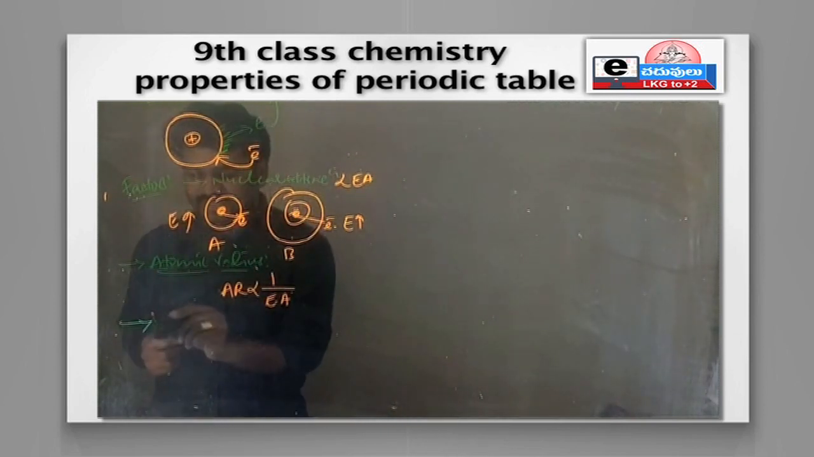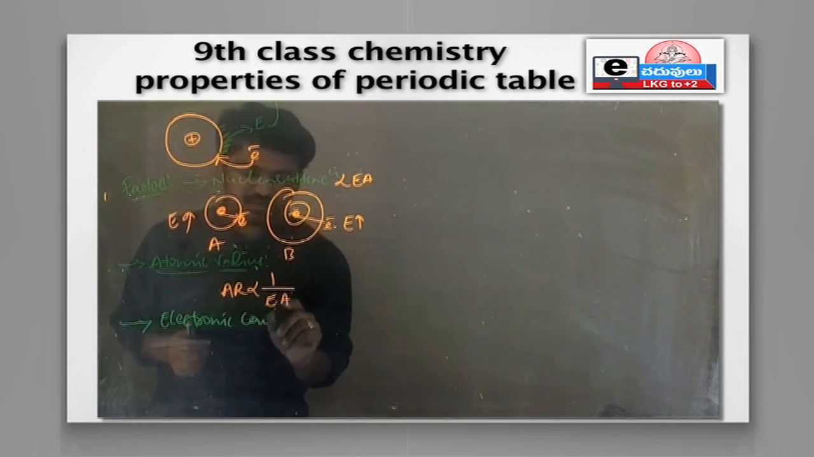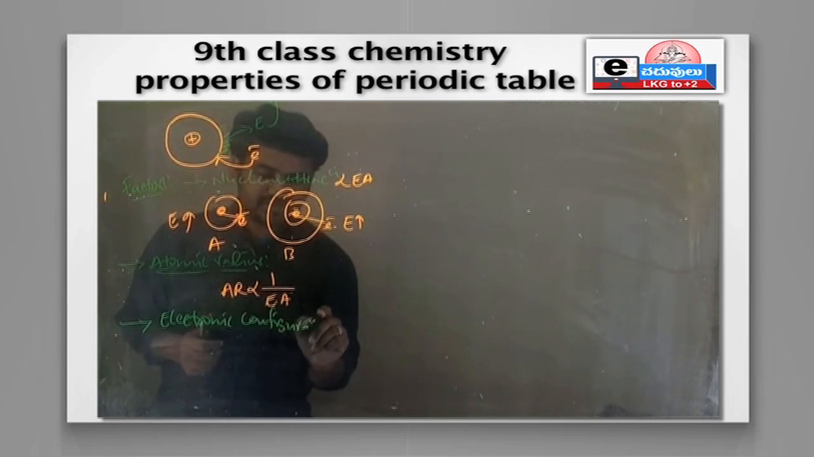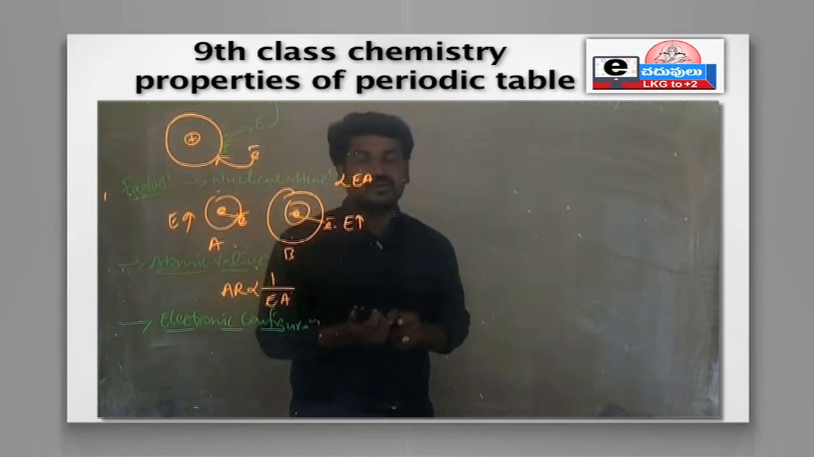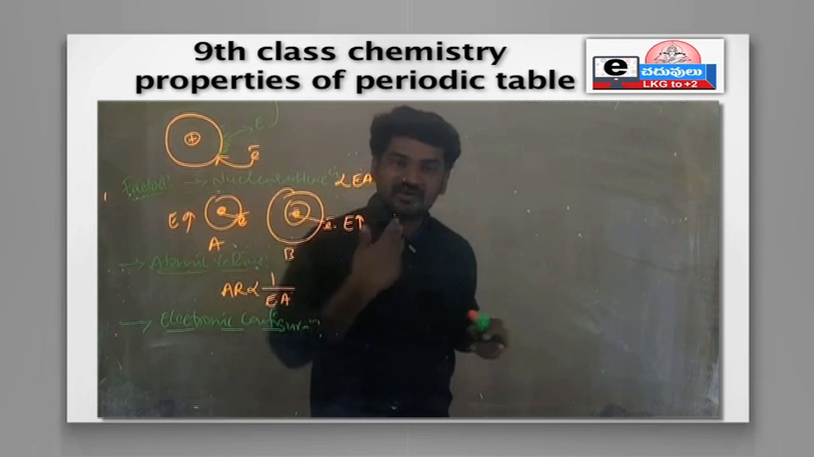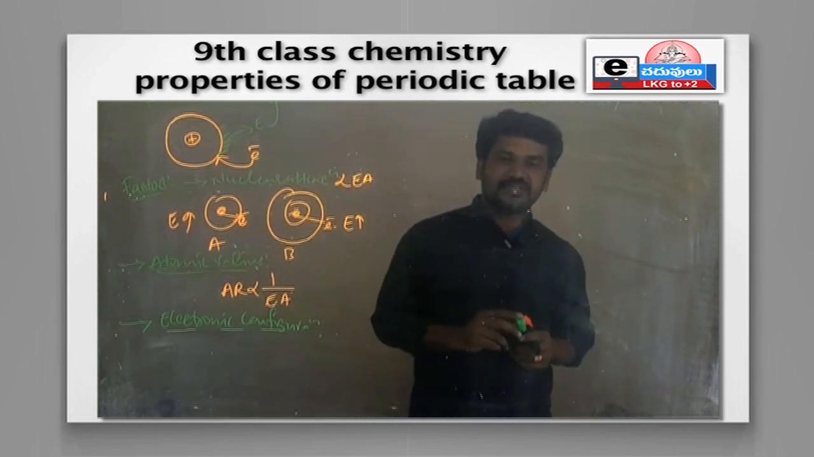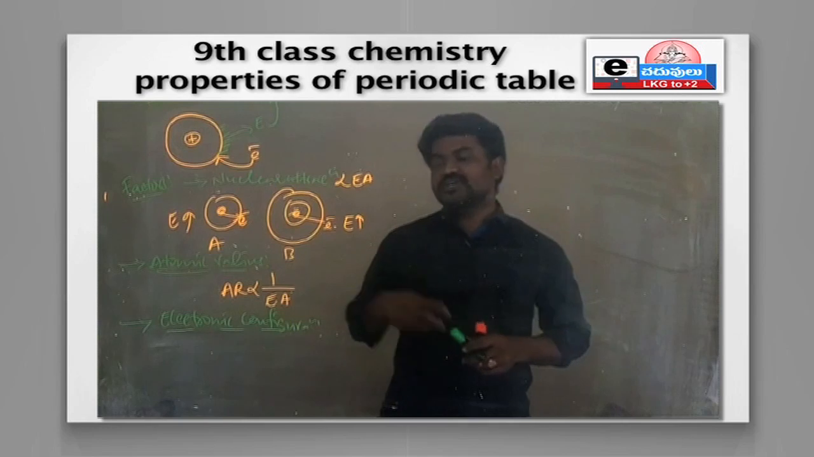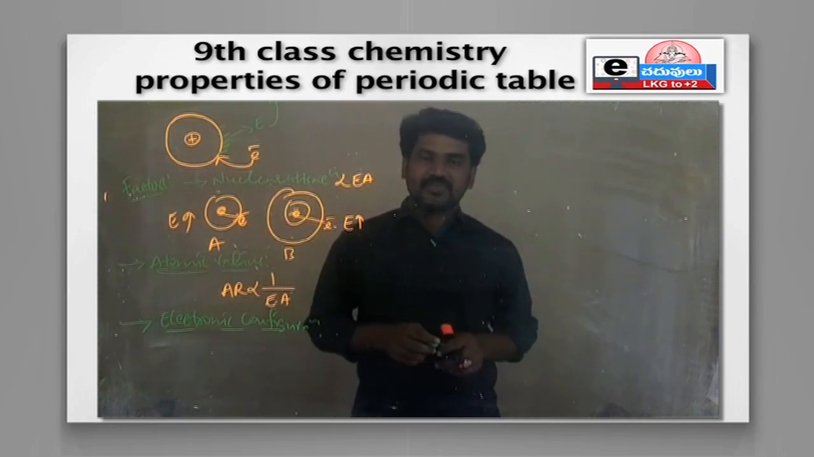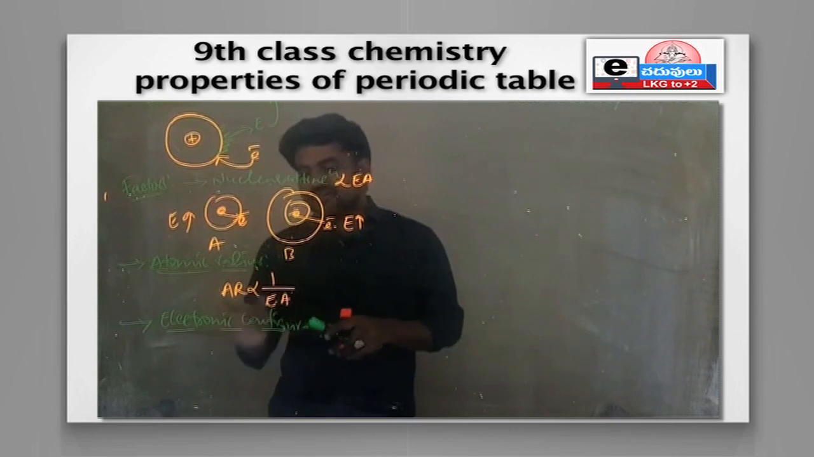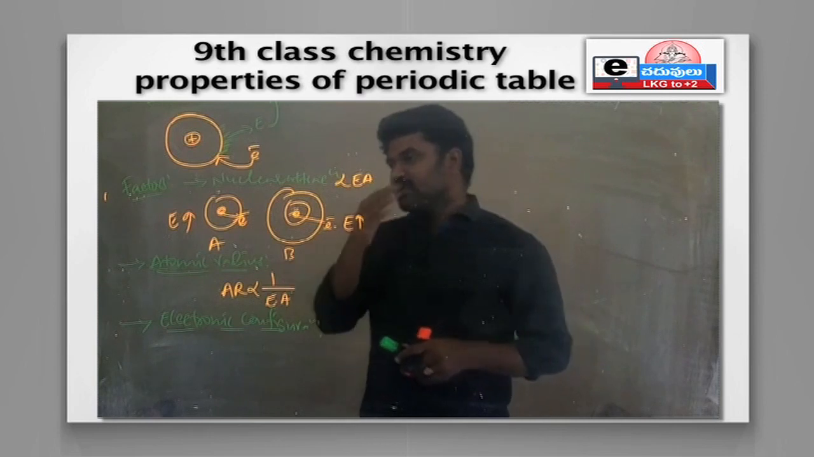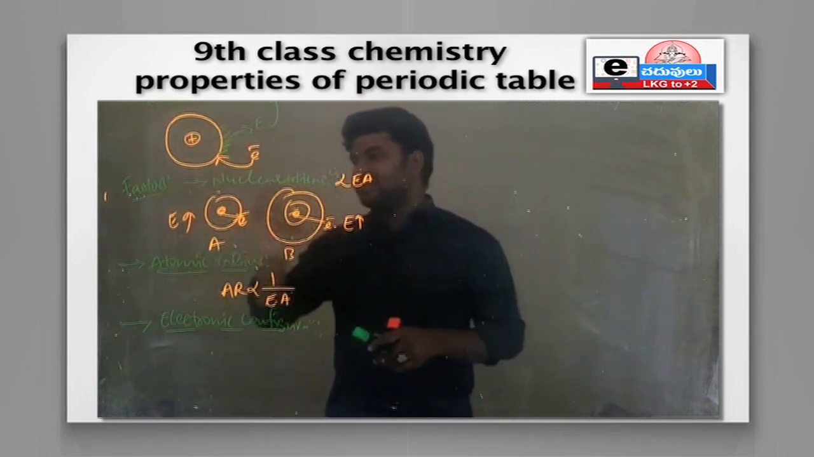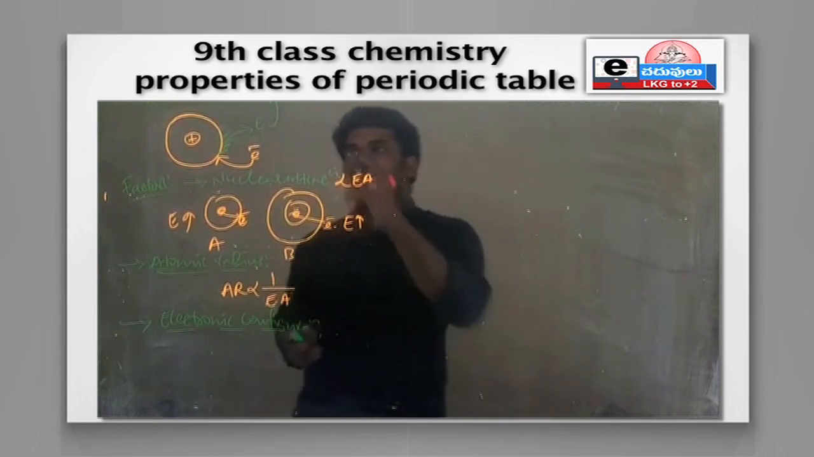And one more thing is there, that is electronic configuration. What I am saying is, when you have stable electronic configurations, like half-filled configurations, fully filled configurations, noble gases, these will release less energy. Right? So when stable configurations are there, they release less energy, right? So that is electron affinity and the factors affecting it.